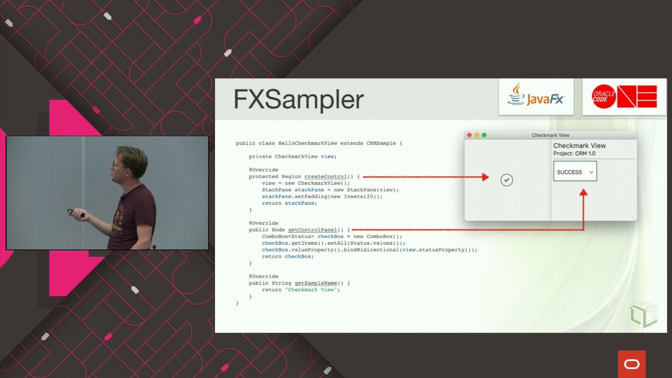Hello checkmark view, so it's a sample for this thingy here, the check mark, extends the abstract class called CRM sample. You override create control, you create this checkmark view, you return it, and in get control panel, you return the right-hand side of your sample that allows you to configure the control. And in this case, the user can set it to success or failure or pending, and the checkmark view will then turn yellow and so on.